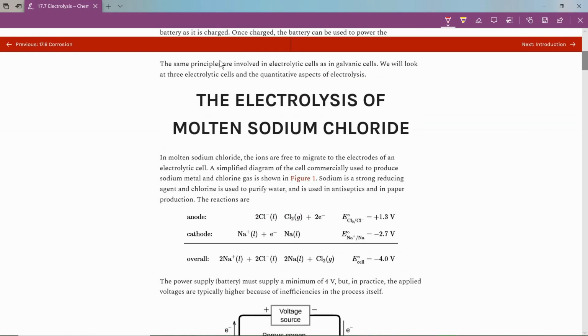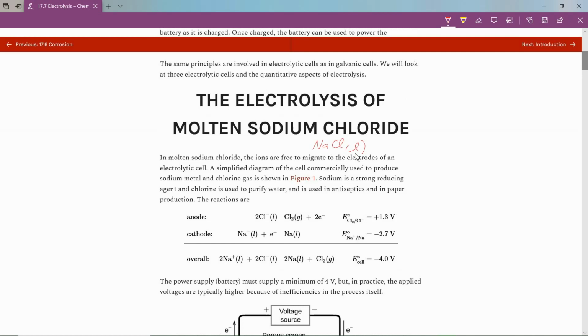Here we have molten sodium chloride, which is different, by the way, than aqueous sodium chloride, right? Molten sodium chloride is going to be NaCl liquid. So you just heat the living daylights out of salt. You don't dissolve it in water. If you dissolve it in water, that's aqueous. So let's see what we have here.